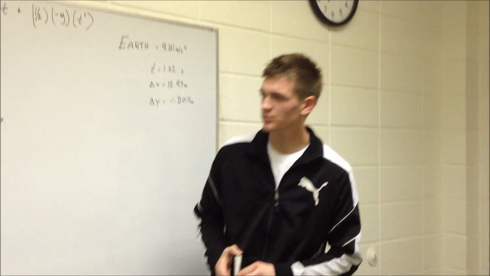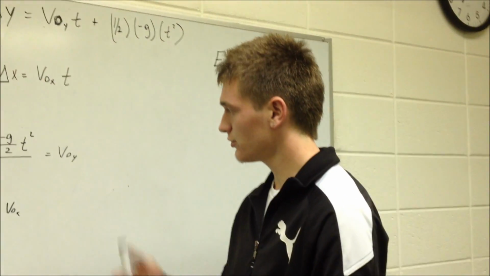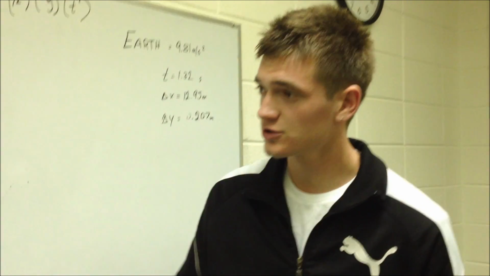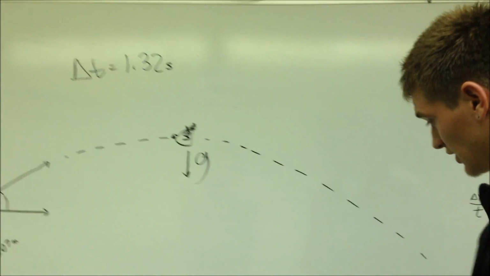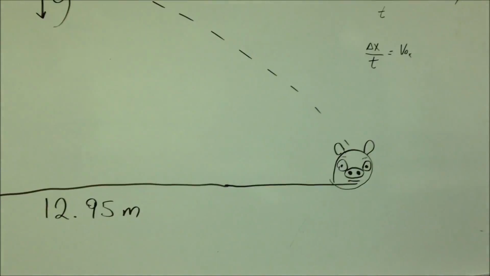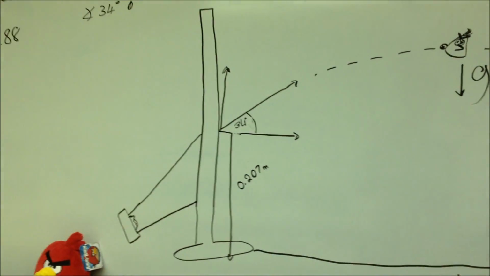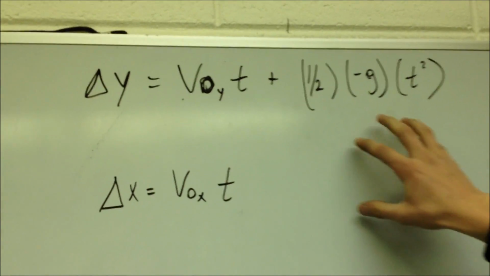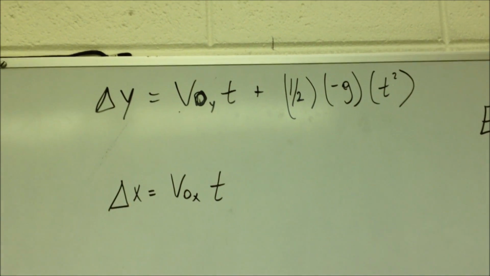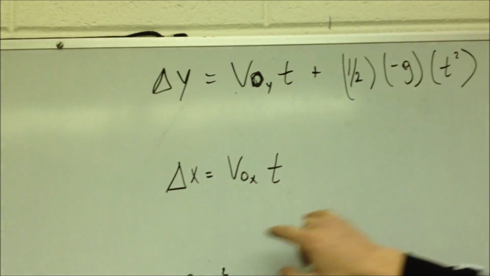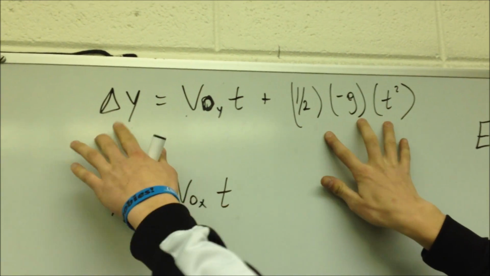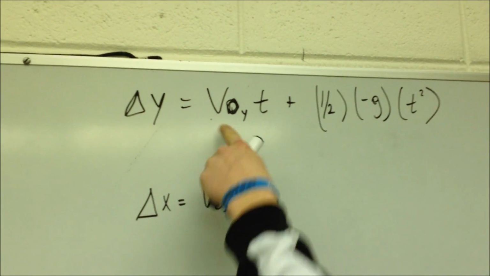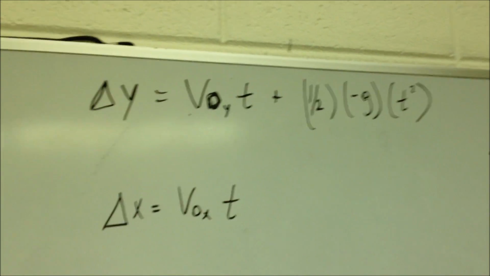Hey guys, we're going to start by calculating our required initial velocities for our shot to work that lasted 1.32 seconds and hit the pig that was 12.95 meters away using our projectile launcher. We're going to start by writing down the first kinematic equations that would apply to this experiment. We have our delta y and our delta x. Now we're going to rearrange these equations because we know these values, but we do not know our initial velocities in the x and y direction.